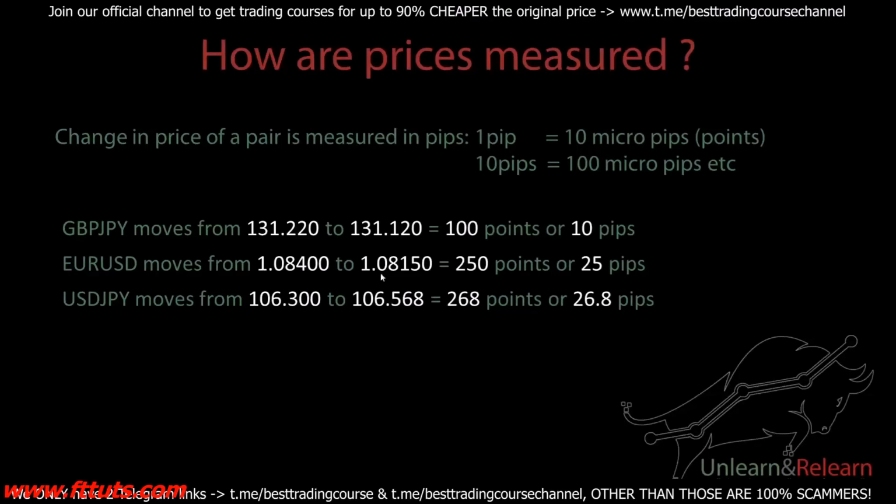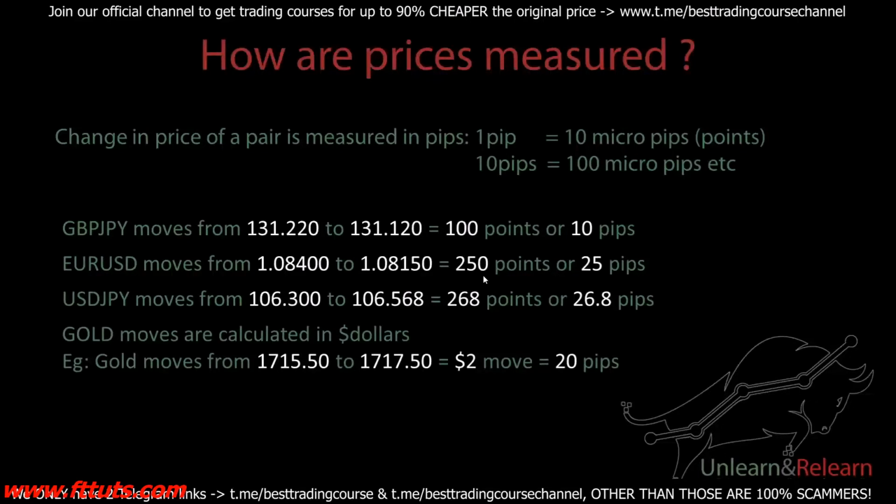So first, I want to really focus on how you're calculating pips, but the most important thing is, how do you calculate pips on gold? Calculating pips on gold is completely different because gold is measured in dollars. So let's say gold moves from 1715.50 to 1717.50. When you subtract this, you get the number 2. So this is a $2 move.